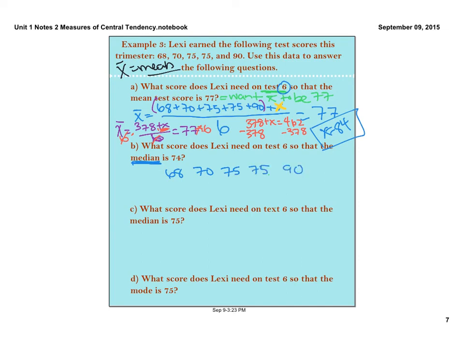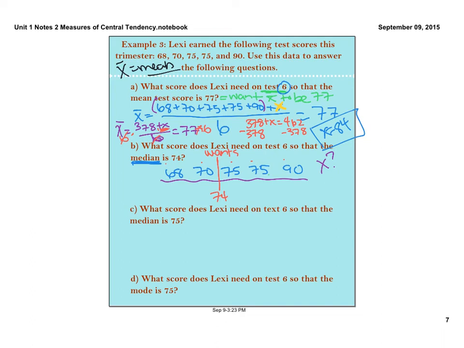Okay, so the 6th test, again, we'll call it X, has to go somewhere. It needs to go somewhere in this set of data. Let's talk about where she wants the median to be. She wants the median to be right here. That's where she wants it. So she has 1, 2, 3 test scores above it and 2 test scores below it.